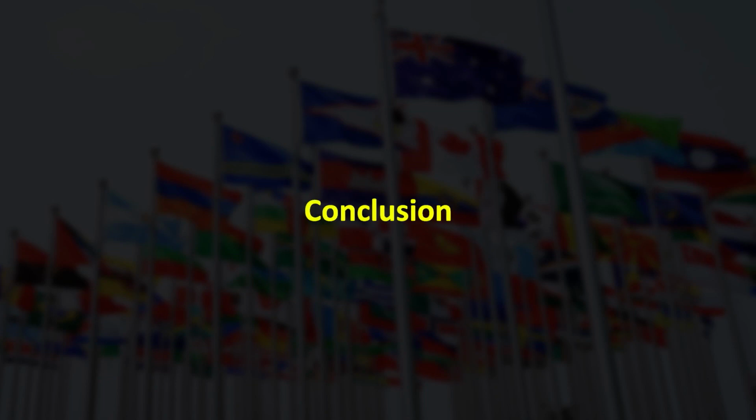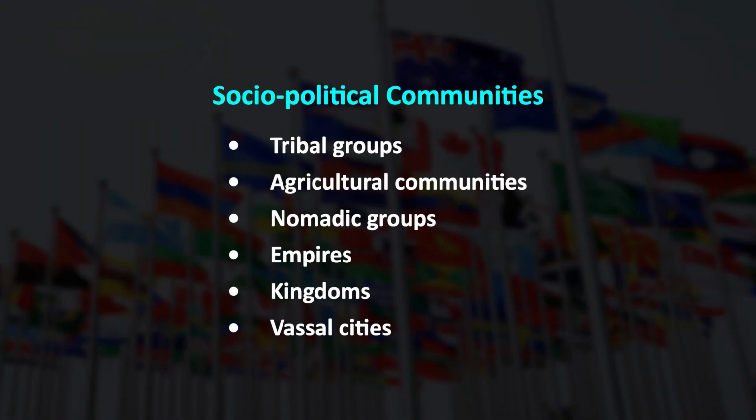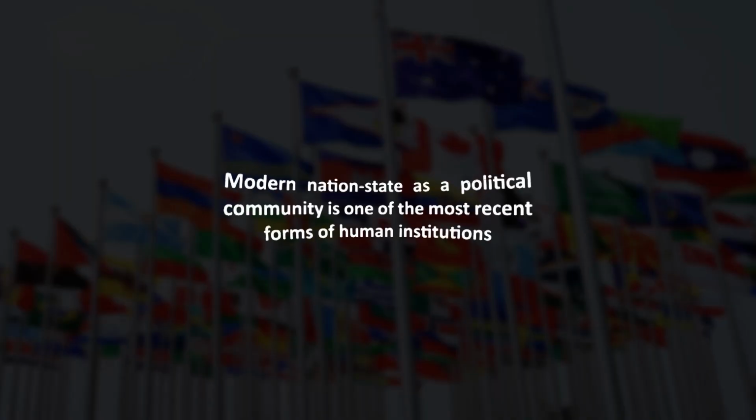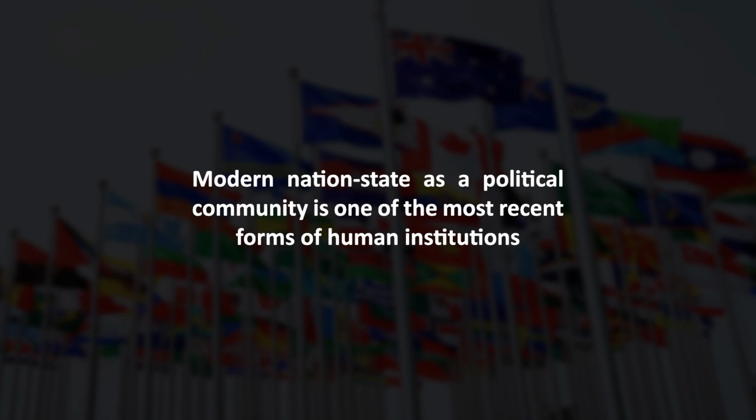So, dear students, to conclude, different types of socio-political communities have emerged at different times and places throughout history. These range from tribal groups, agricultural communities, nomadic groups, empires, kingdoms, vassal states and so on. Some of these organizations have been centralized and powerful, while others have been loosely organized or decentralized. The modern nation state as a political community is one of the most recent forms of human institutions. It is one of the most important players at the international as well as domestic stage.